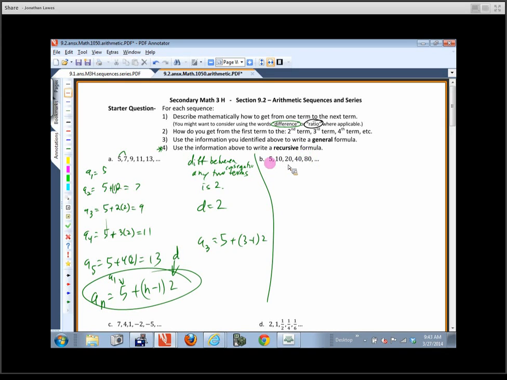If you go this way, if you do 5 divided by 10, you get 1/2. Okay, we want it to be 2, because aren't we doubling every time? So instead of doing 5 divided by 10, what could you do? 10 divided by 5. So we're going to say this. Ratio of any term divided by the one before is 2.